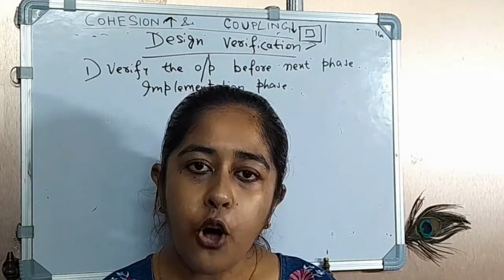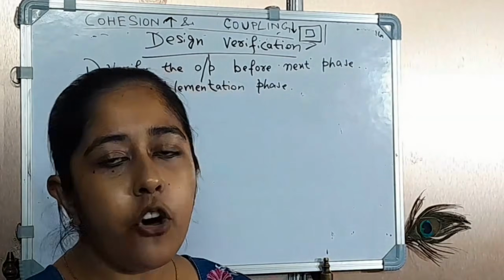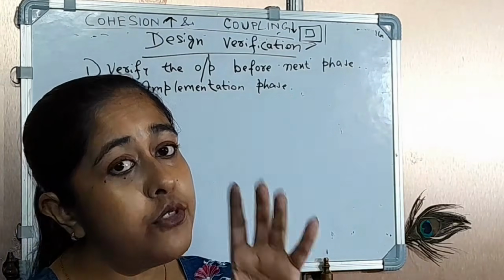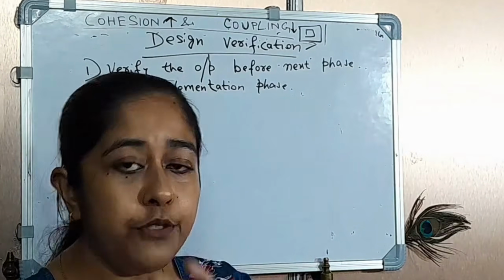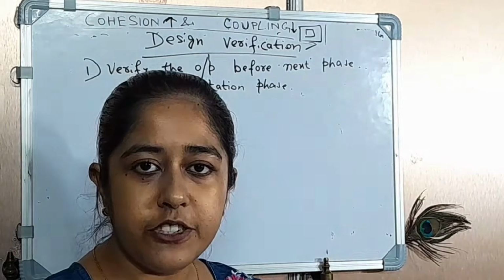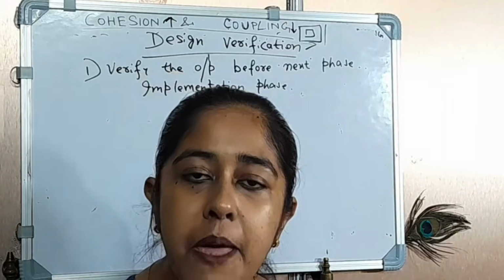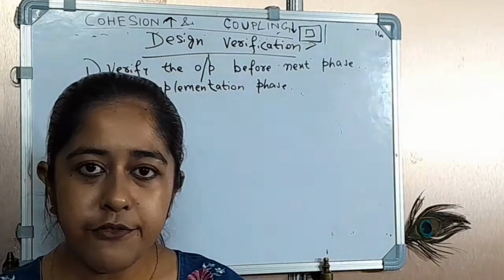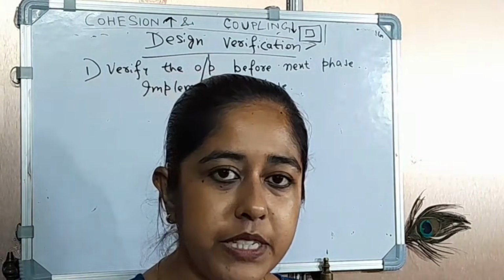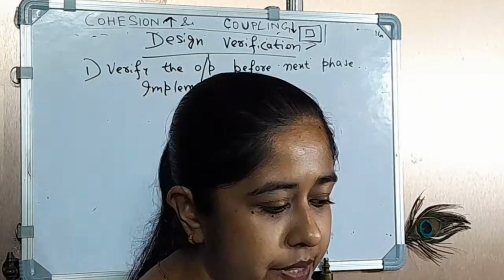outputs for any kind of error or anything. You have to verify your output before going to the implementation phase. This is the first point which you have to keep in your mind: verification should be done before the implementation phase.